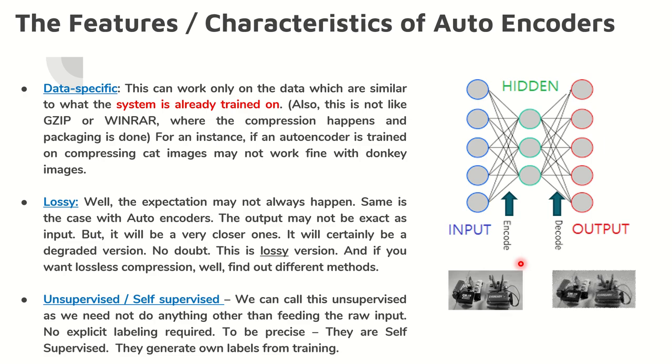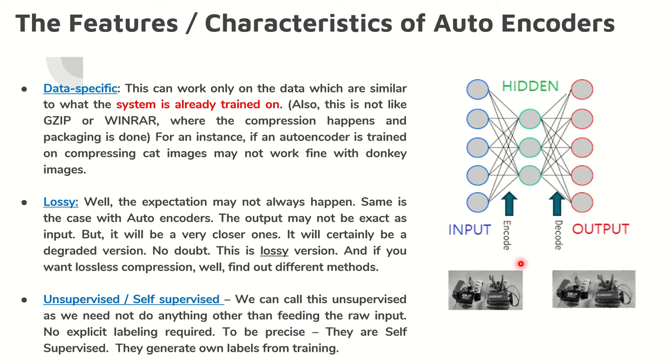Now the first one, data specificity. What is this? I am training a network for specific data. For example, I am training an autoencoder for compressing cat images. If you send donkey images, it would not understand, and the results will not be as you expect. So this is working on what you have already trained on. That is called data specificity.